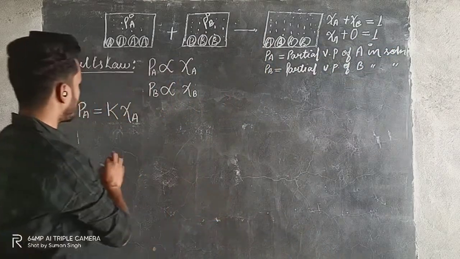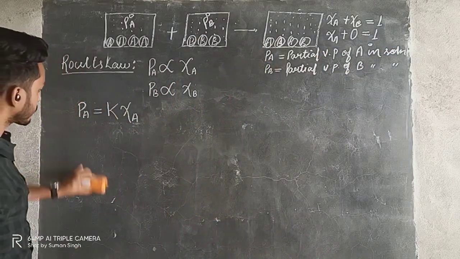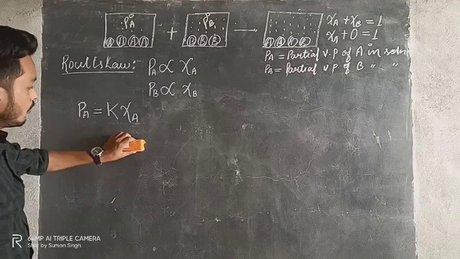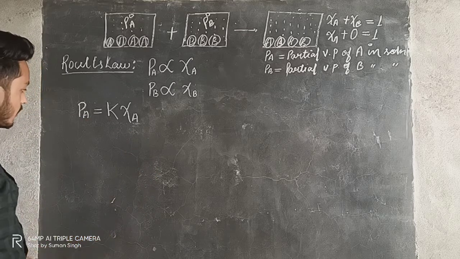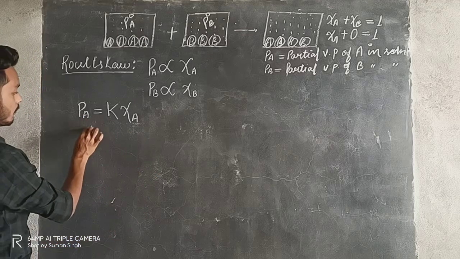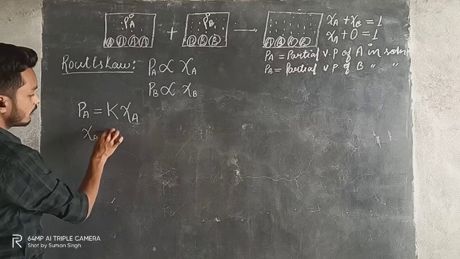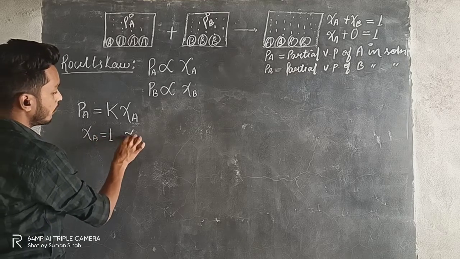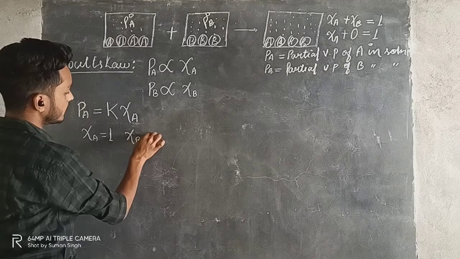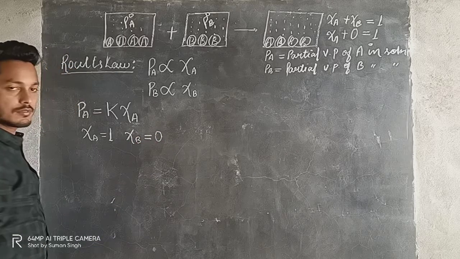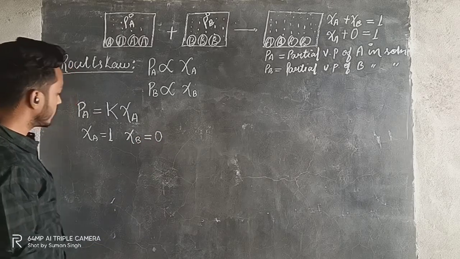So here we will apply that case, okay? What we will do is take a case where the mole fraction of A is 1 and the mole fraction of B is 0. Up to this, all of you are clear about this?